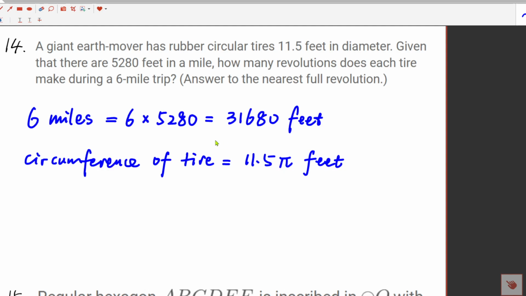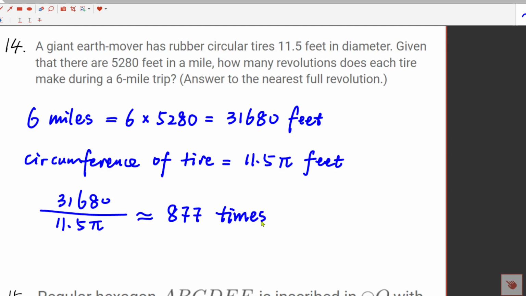Therefore, to cover this distance here, the tires must turn 31680 over 11.5 pi, which is approximately 877 times. Okay, any questions?